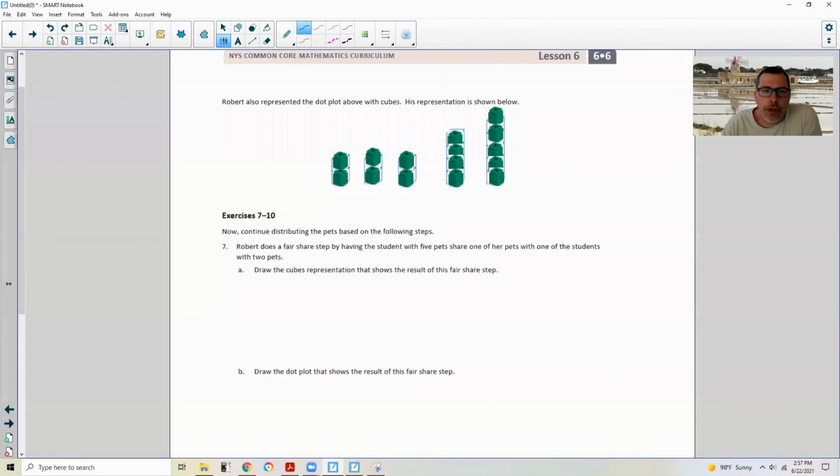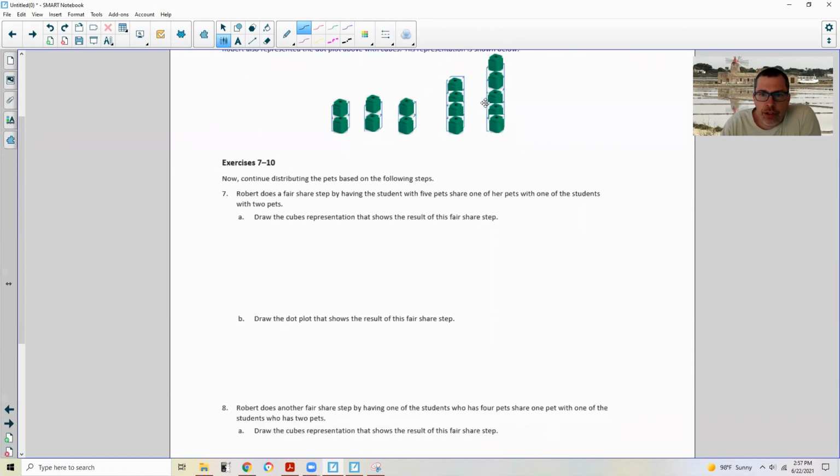Okay, now here's page 4. It says Robert also represented the dot plot above with these cubes. So here's the cubes. He's already taken the one who had 6, given it to the one who had 1. So now we're at 2, 2, 2, 4, 5. All right, so there's his representation shown.